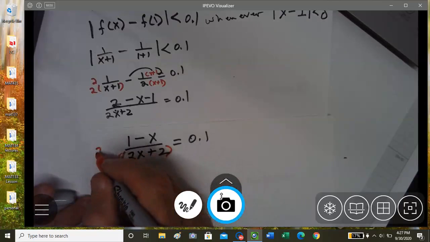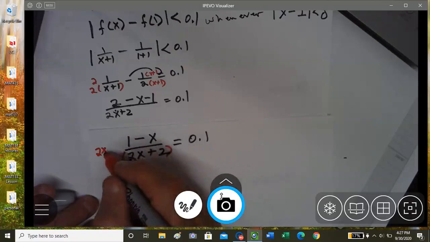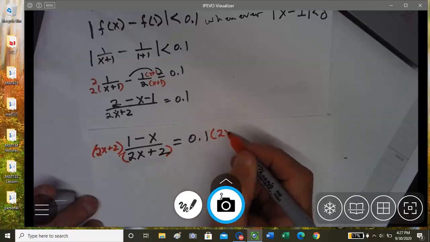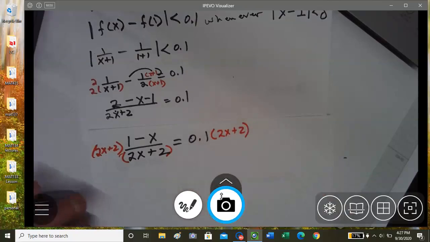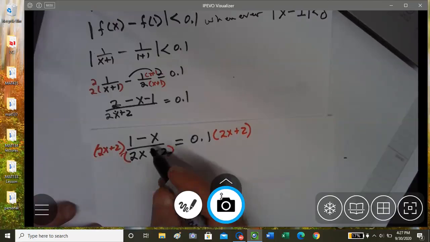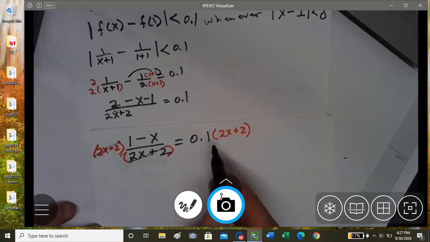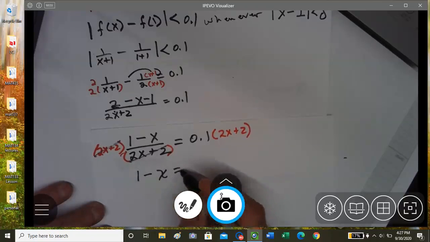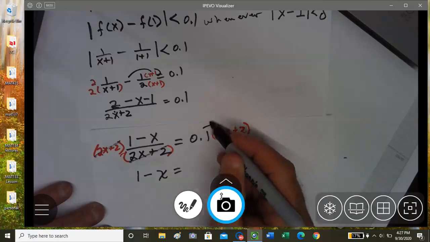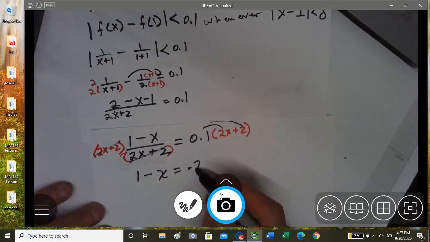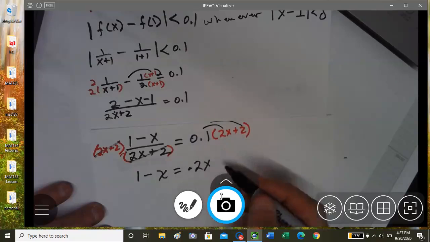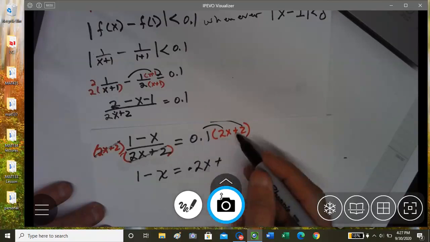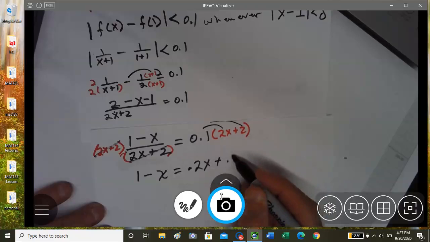Well, we multiply, right? Multiply out the denominator, 2x plus 2, and we multiply 2x plus 2 to the other side. And so that cancels the denominator out, and we have 1 minus x equals 0.1 times (2x plus 2), and here we can distribute, right? And we get 0.2x, 0.1 times 2x is 0.2x, plus 0.1 times 2 is 0.2.